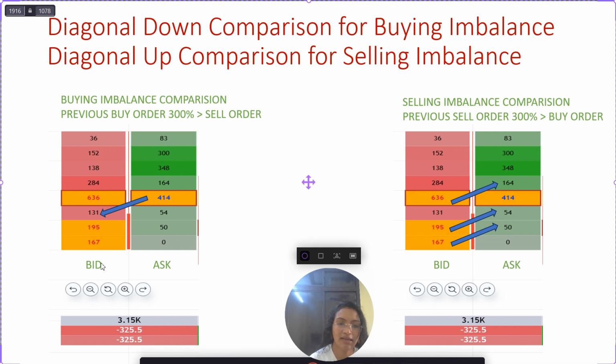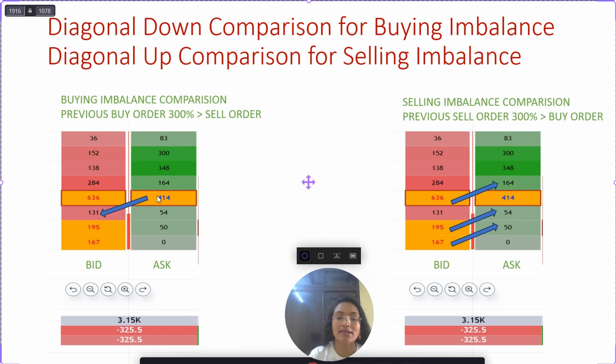This is the bid, in the sense sellers. This is the ask, in the sense buyers. Now how will you understand there is a buying imbalance? How do you know there is an imbalance on the buying side? You have to compare it diagonally down. Here, this yellow box is the imbalance on the side of buyers. You can see this is the imbalance on the side of buyers.